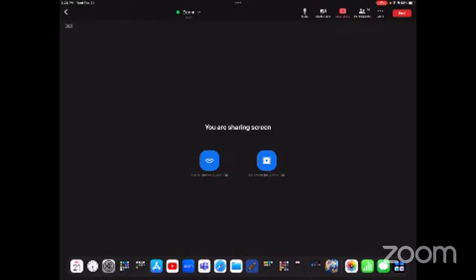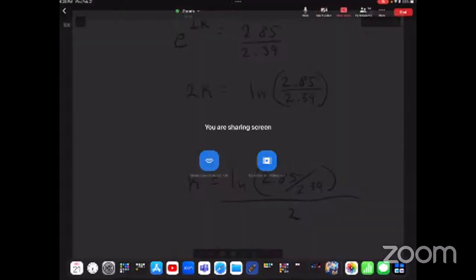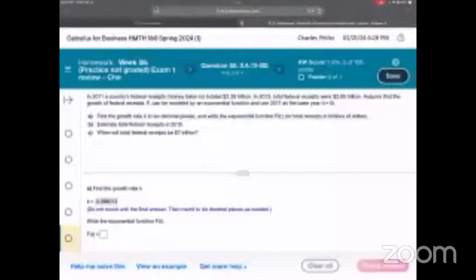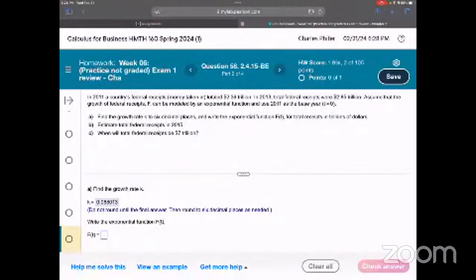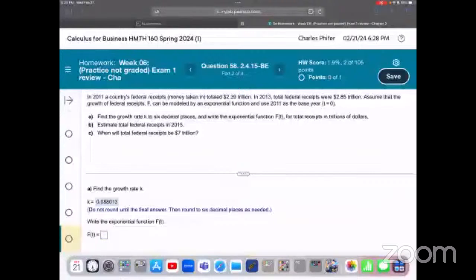Okay, so then part B. Total federal receipts in 2015. Now we have an expression for K, so we have a model. If it's 2015, that's 4 years later. So in our model, we want to evaluate it when T is 4.